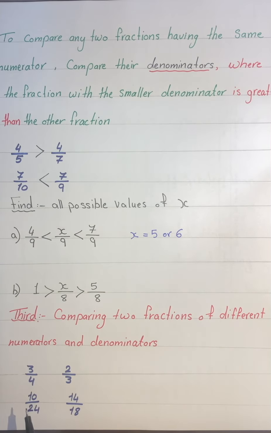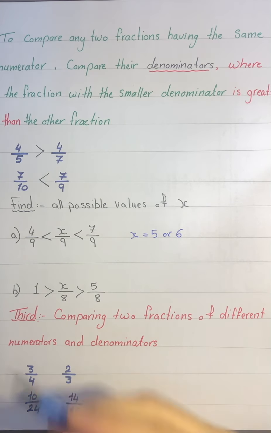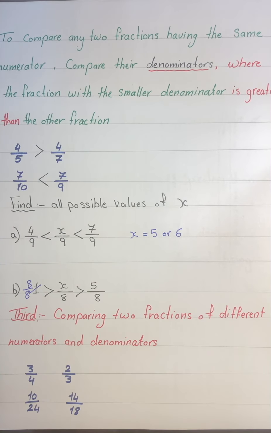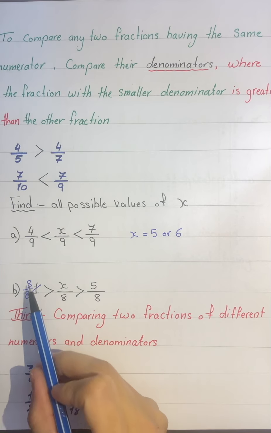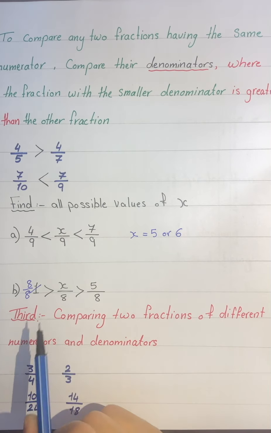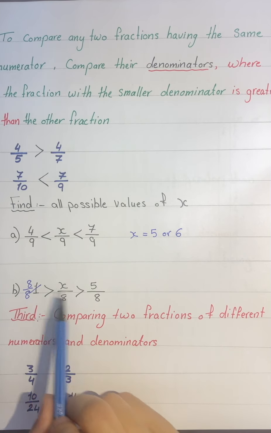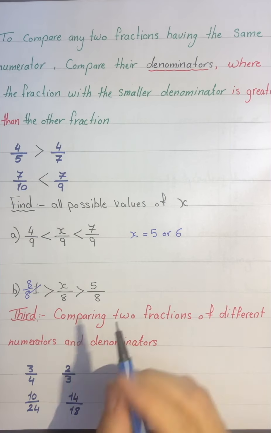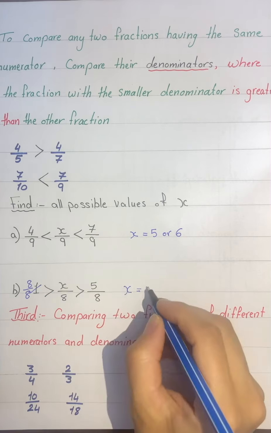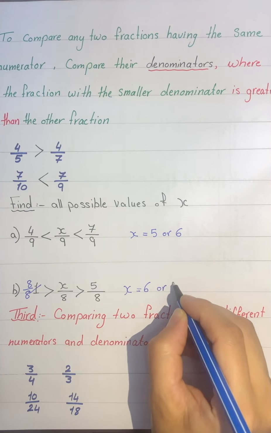Okay, look at B here. 1 greater than x over 8 greater than 5 over 8. Change 1 into 8 over 8. It will be 8 over 8 greater than x over 8 greater than 5 over 8. x is between 5 and 8. x can possibly be 6 or 7.